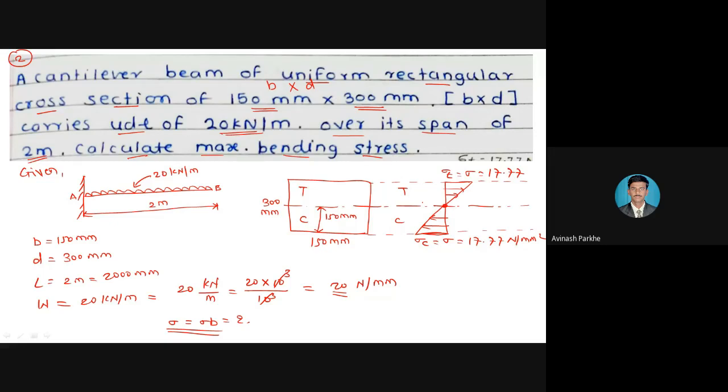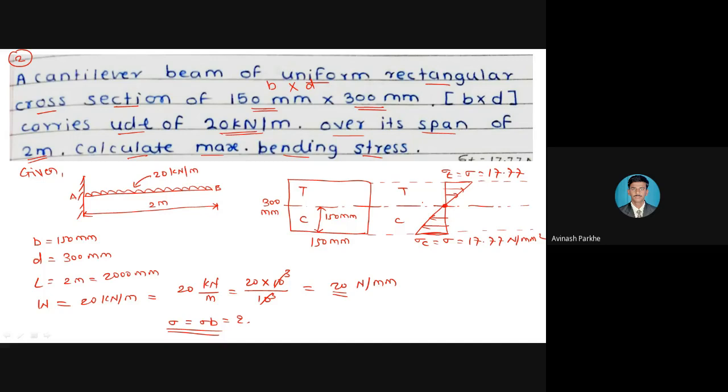Okay, so these are very simple problems based on the rectangular section, where the type of beam is mentioned along with the type of load. The first problem we solved was a cantilever beam subjected to a point load at the free end. The second problem we solved was again a cantilever beam, subjected to UDL on the entire span. In both problems, rectangular sections are given, so BD cube by 12 is applicable.